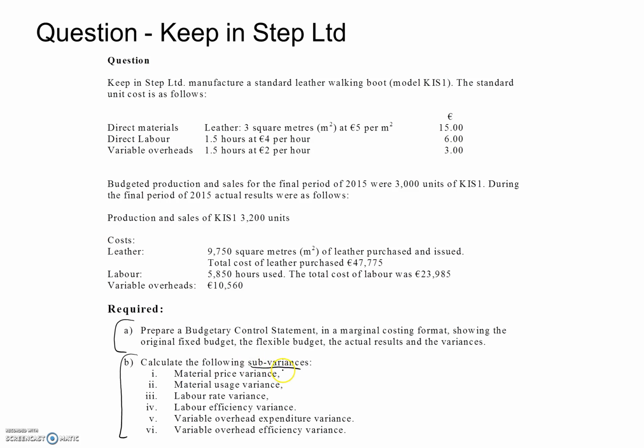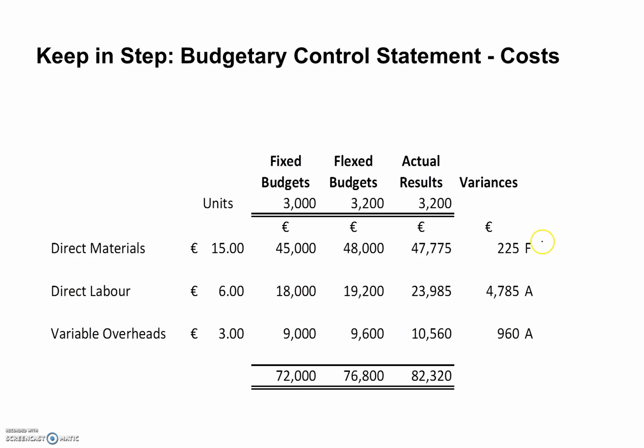We will deal with the material price and usage variance together, then we deal with the labour rate and efficiency variance, and then finally we'll deal with the variable overhead, expenditure and efficiency variance. So, just to summarize on the variances, we can see that we calculated the following variances. The direct material, which of course is the leather, which comes in square meters, we have a €225 favourable variance. For the direct labour, we have a €485 adverse variance. And for the variable overheads, we have a €960 adverse variance.